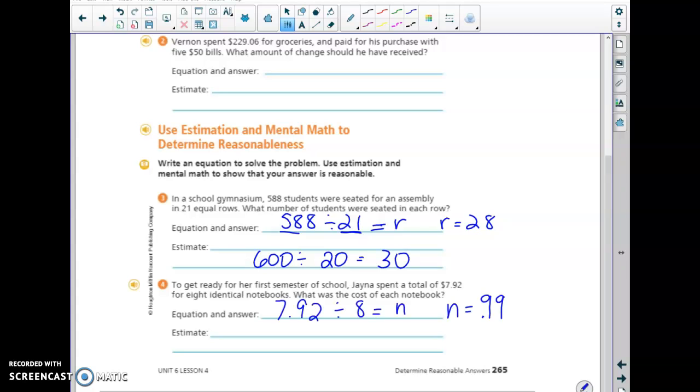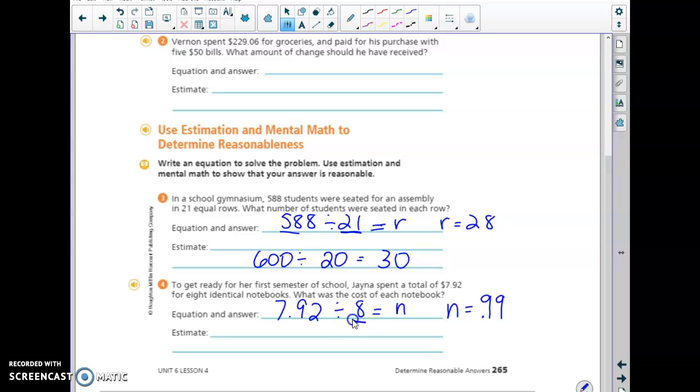All right, here's one equation you could have written. I used N for notebook. Again, it doesn't really matter what letter you choose. You could have done C for cost. If you solved it correctly, you'd get 99 cents a piece. Now, depending on how you rounded, you might get some different answers.